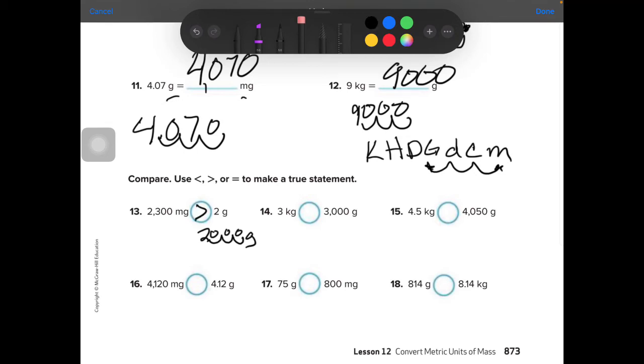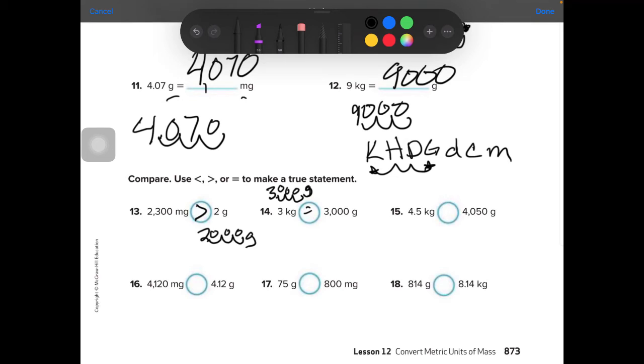Okay, number 14, we're going to also convert. We have kilograms and grams. Grams is smaller, so let's convert the 3 kilograms to grams. We're going to go 1, 2, 3. So if I have a 3 and I go over 1, 2, 3 decimal spots, add placeholder zeros, I see that I'm going to have 3,000 grams compared to 3,000 grams. And we can see that that is equal. This is a G, by the way.